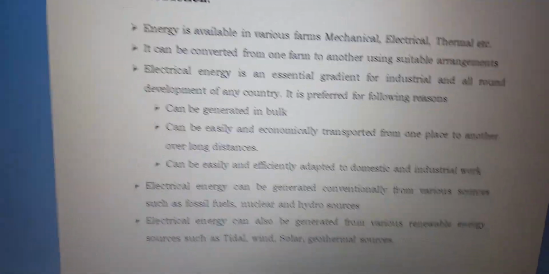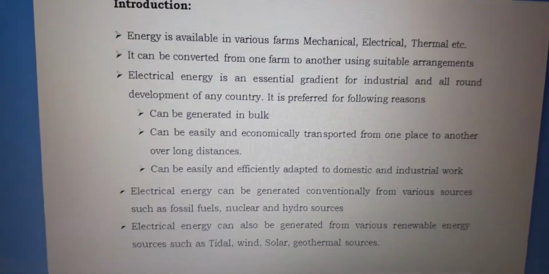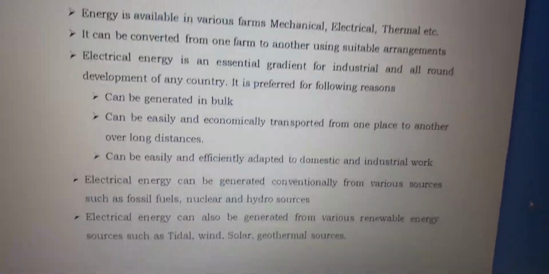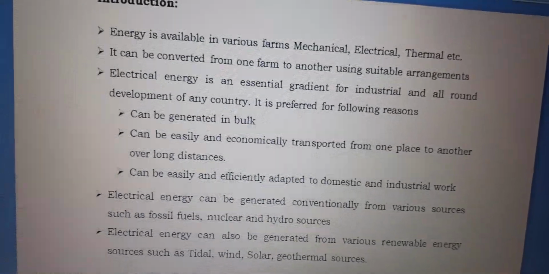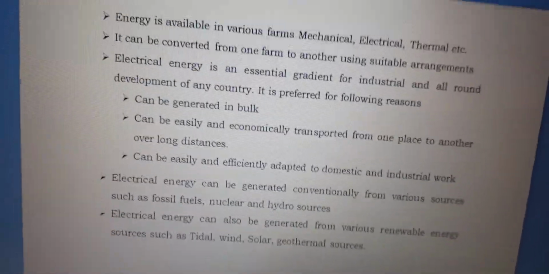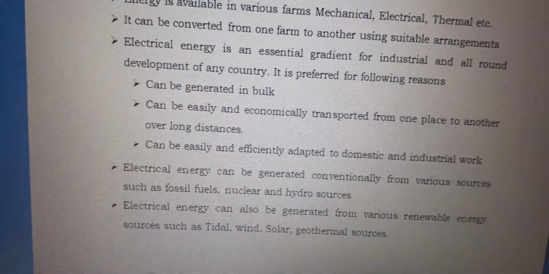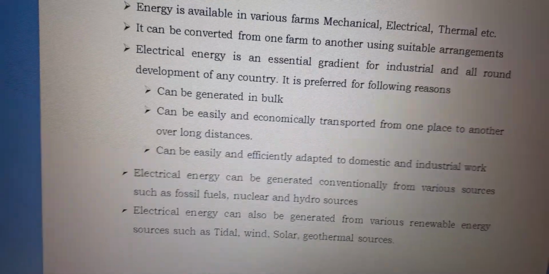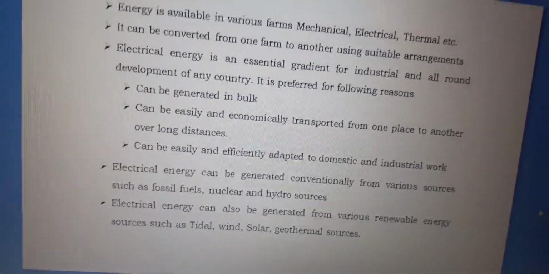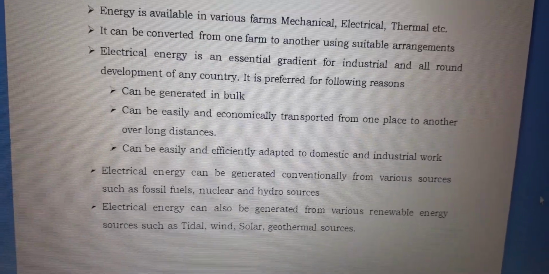First we'll go ahead with the introduction. Energy is available in various forms: mechanical, electrical, thermal, etc. It can be converted from one form to another using suitable arrangements. Electrical energy is an essential ingredient for industrial and all-round development of any country. It is preferred because it can be generated in bulk, can be easily and economically transported from one place to another over long distances, and can be easily and efficiently adapted to domestic and industrial work.